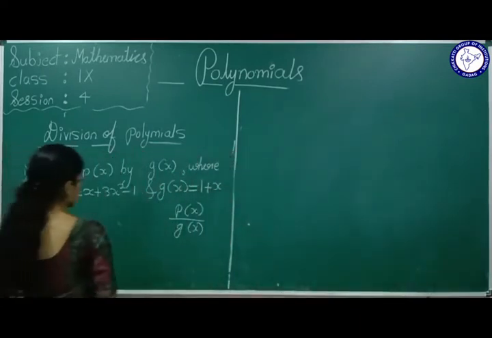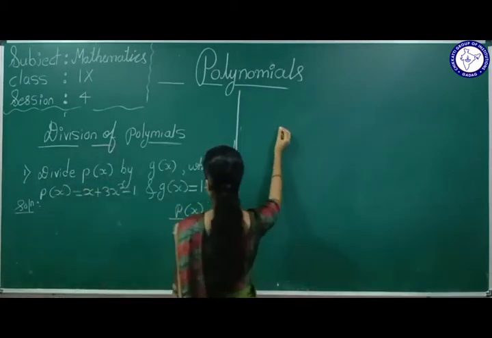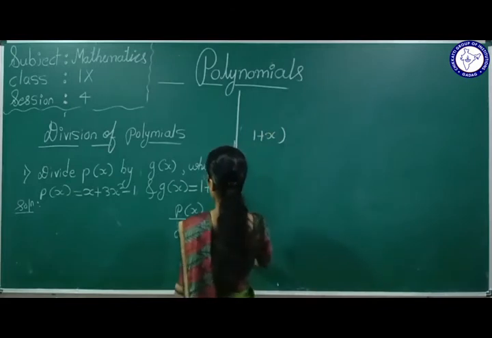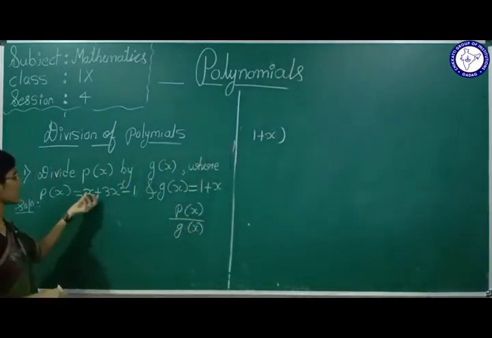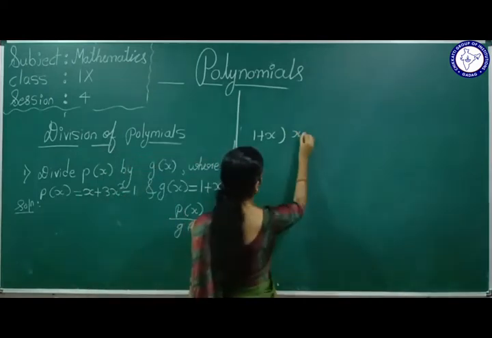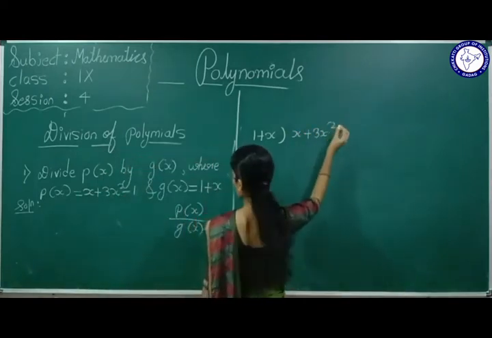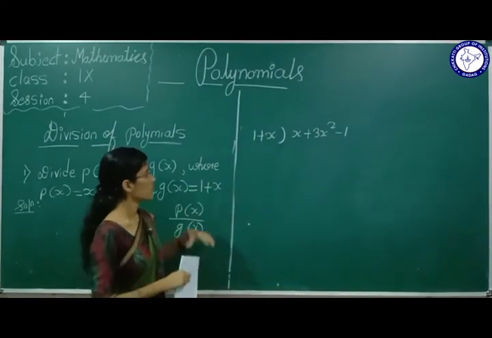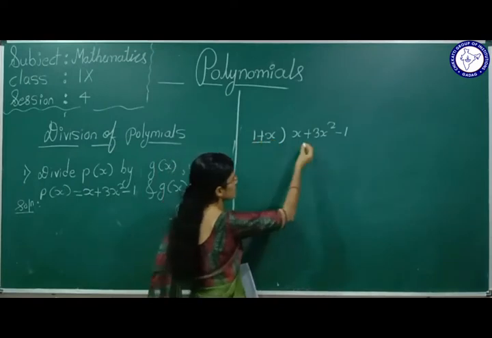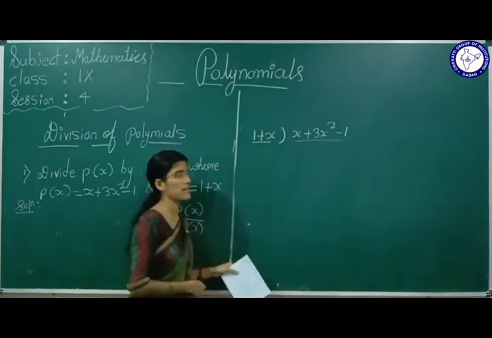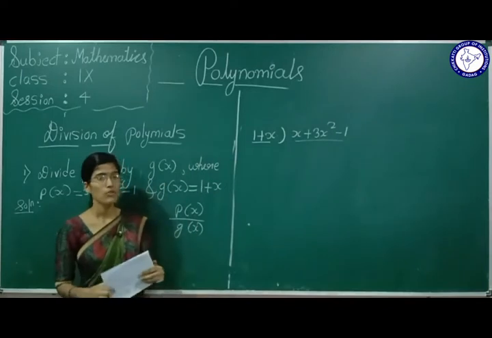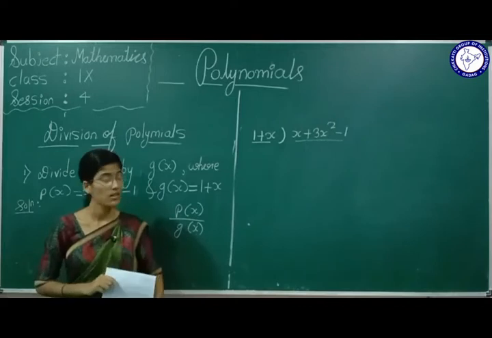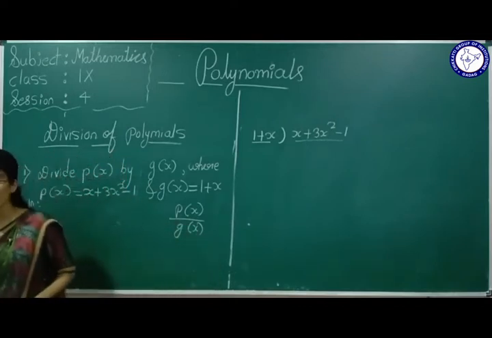Now see here students, here the divisor is 1 plus x. They have given divisor 1 plus x and the dividend is x plus 3x square minus 1. Now we have to divide a polynomial by a non-zero polynomial. Now see how we are going to divide this.